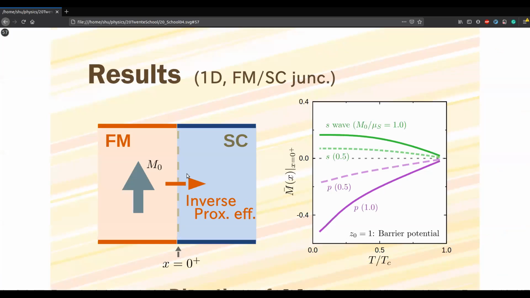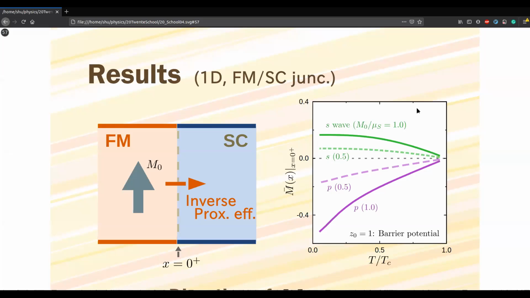Okay, so then we calculate the magnetization of the inverse proximity effect. This is a result in the 1D limit. The induced magnetization for an S-wave superconductor is always parallel. It means that the magnetization in the ferromagnet and the induced magnetization are always parallel.